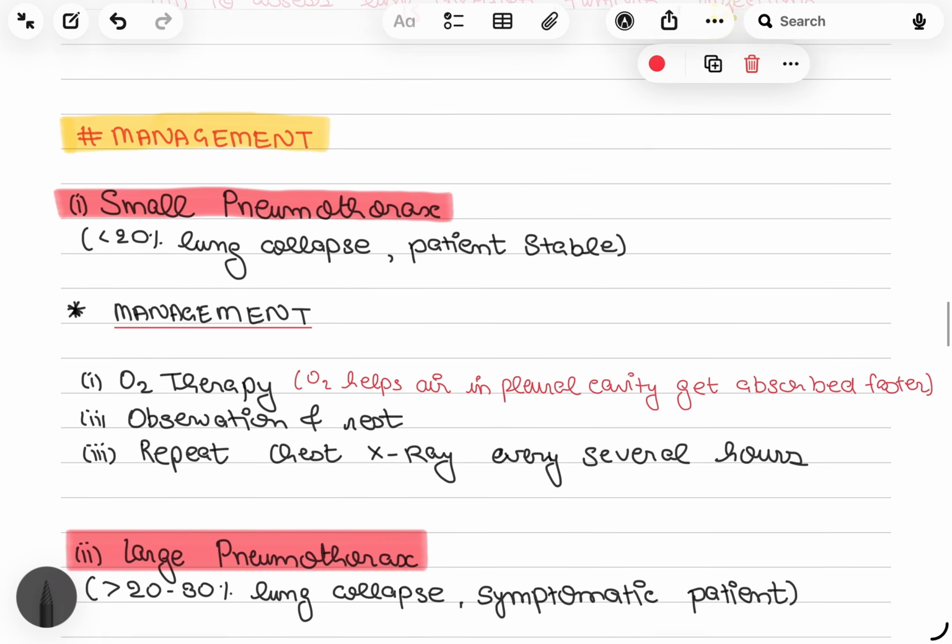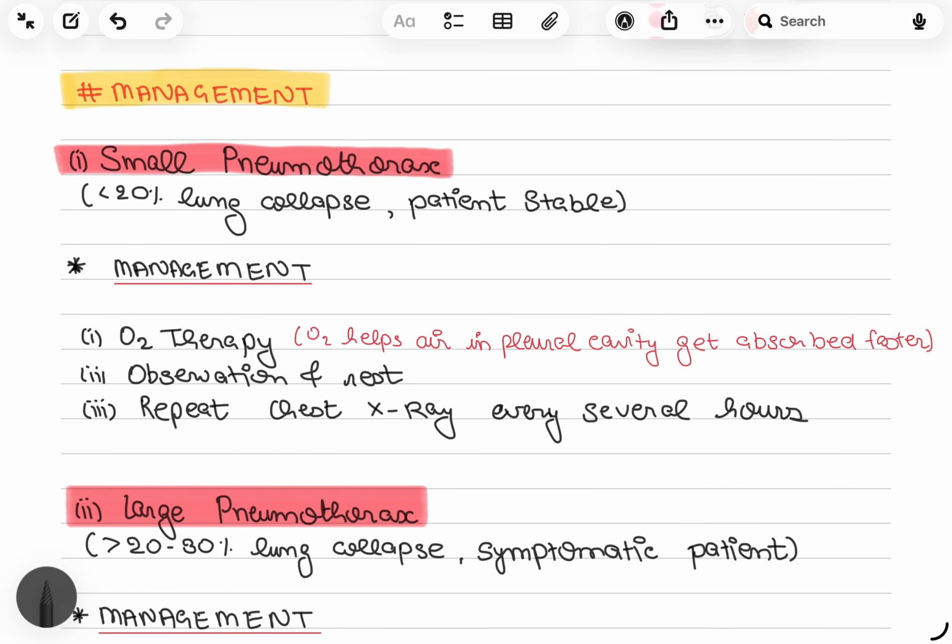Now we'll come to the management of pneumothorax. The management can be divided according to the types of pneumothorax. First is the small pneumothorax. In this, less than 20% of the lung is collapsed and the patient is stable. In this, management is oxygen therapy. Oxygen therapy is given so that the air in the pleural cavity gets absorbed faster. Also observation and rest, and repeated chest X-ray every several hours.